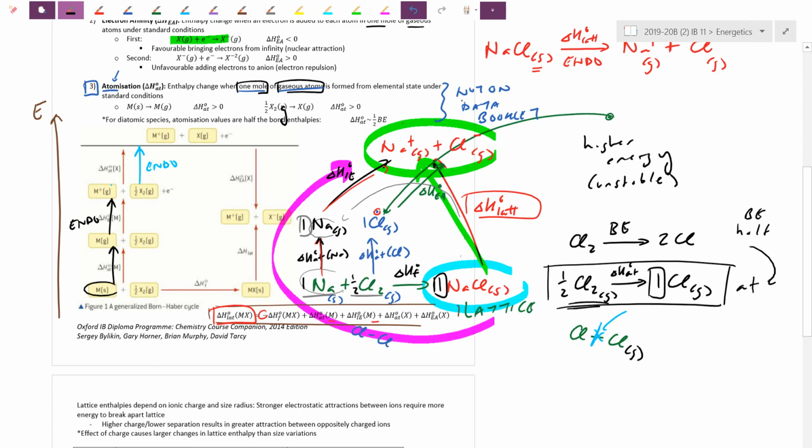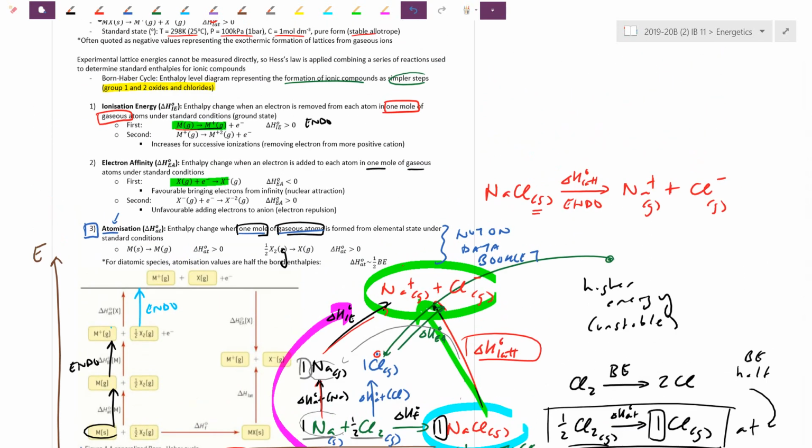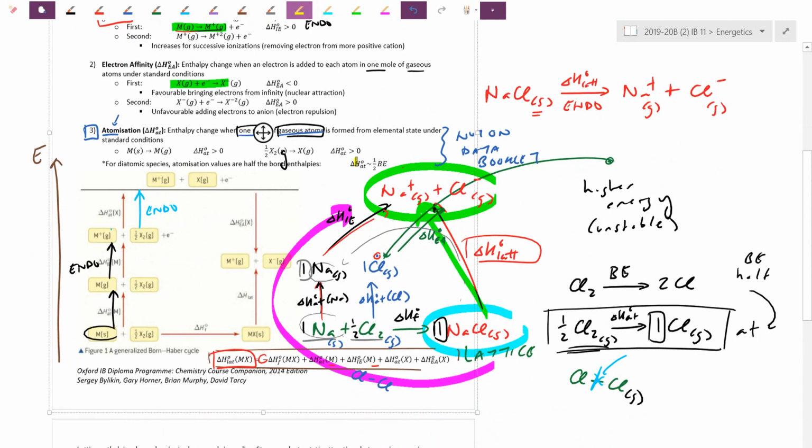So therefore, even though atomization is not in the data booklet anyway, you can sometimes, especially if we're dealing with halogens, especially with this simplification, we're looking at oxides and chlorides, which are diatomic, and they are gases, you can approximate the atomization as roughly half the bond enthalpy. And that's because the atomization is the sort of divide-by-2 form of the bond enthalpy equation.